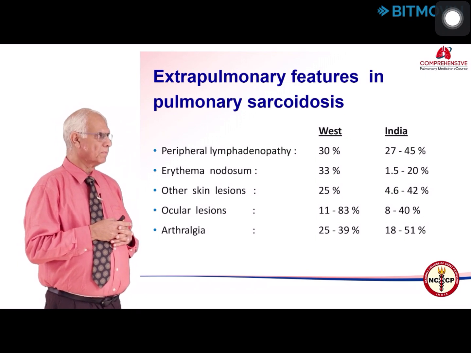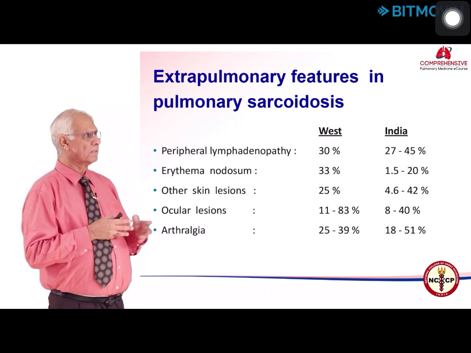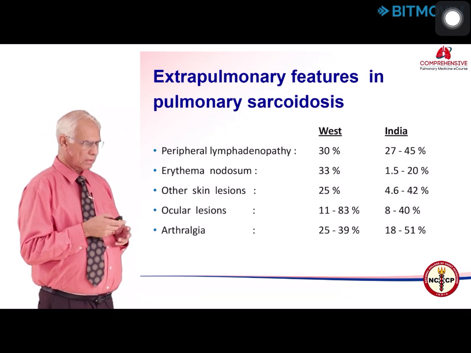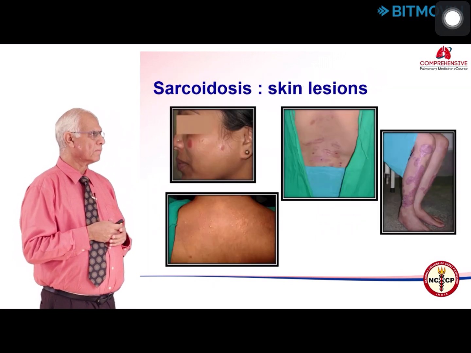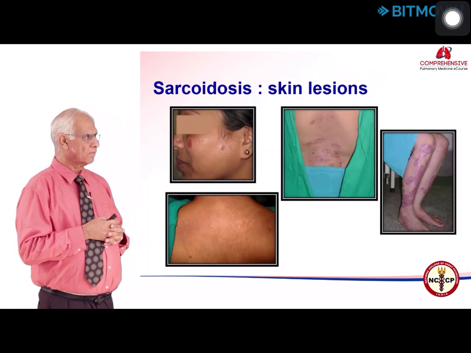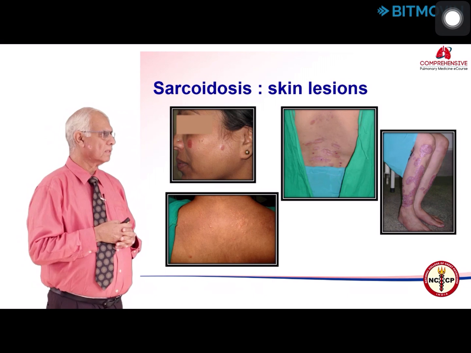Ocular lesions have now been recognized quite frequently, and in fact now ophthalmologists have started referring patients to the pulmonologist. Arthralgia can also occur in patients of sarcoidosis. Now this is a lady, you can see the skin lesions on her feet and on her legs and even on her cheek. And in fact she responded only to methotrexate.